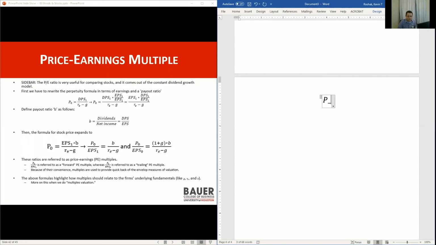The idea is we're just starting with the constant dividend growth model. So we've seen that growing annuity of dividends. Then we're just going to divide both sides by earnings per share. Just like you can get dividends per share, you can cut up the dividends that the company pays on a per share basis. You can do the same thing with the accounting earnings. So I'm going to divide both sides by earnings per share at time 1. I'm going to divide the dividends per share by the earnings per share.